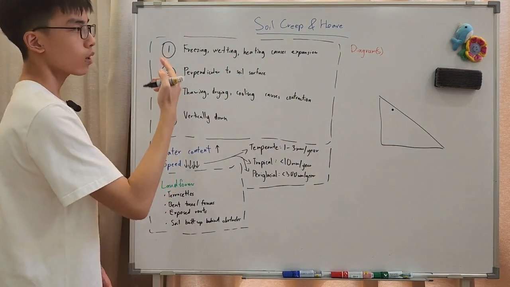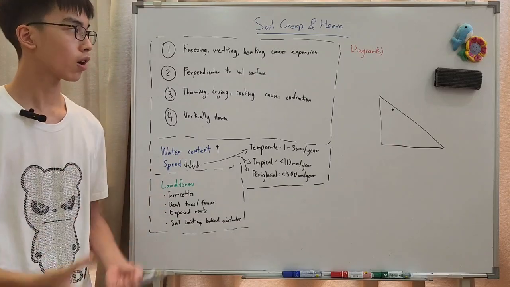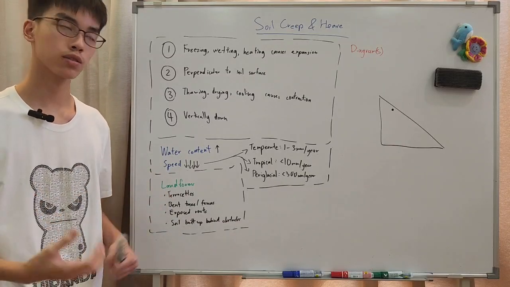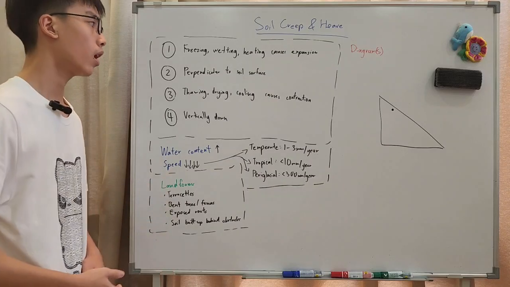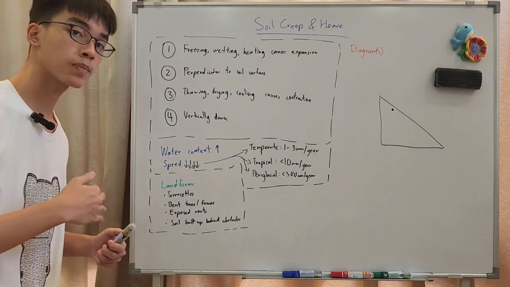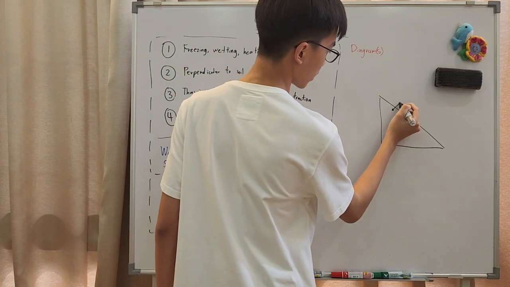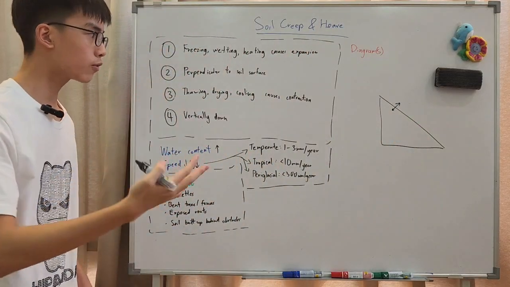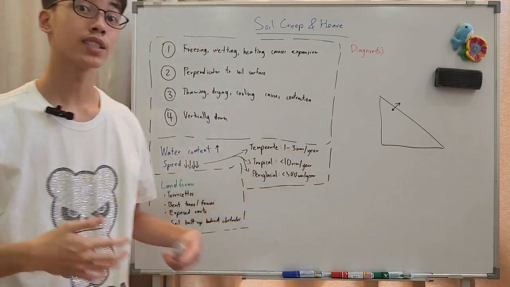You either have freezing, wetting, or heating. Freezing expands by 9%. Wetting might cause your slope to swell up, your clays to swell up, any soil to swell up. Heating just causes expansion. This causes it to expand perpendicularly to the soil surface, so it expands outwards like this. If you want to know why, it's because other soil surrounding it is also expanding.